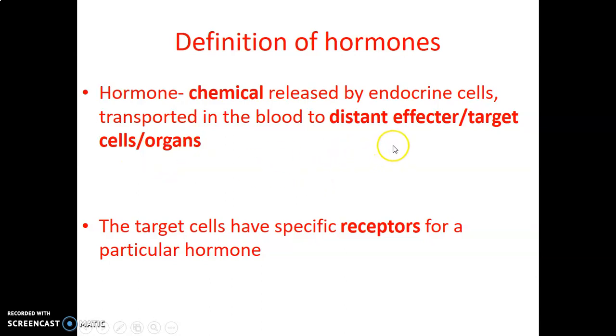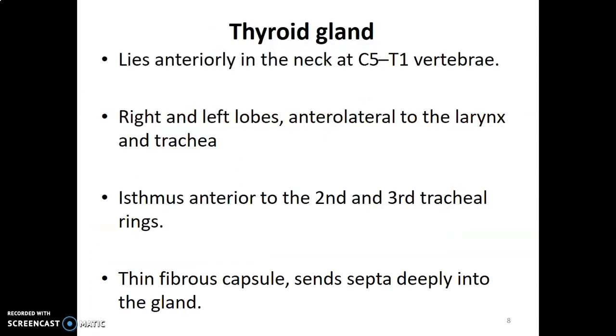So a hormone is a chemical substance released by an endocrine cell. It will be transported in blood to a distant effector organ or target cell. The target cell must have a specific receptor for it. If there's no specific receptor for the hormone, it will not have an effect onto the cell.